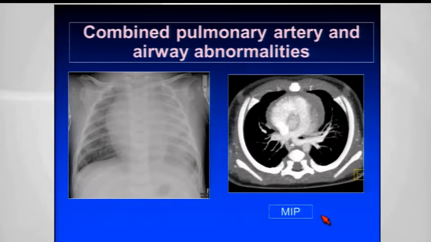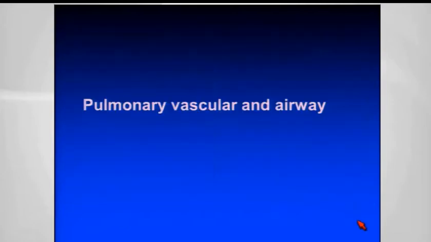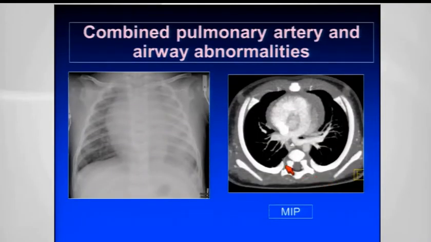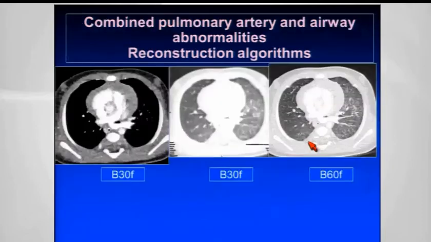So really, one of the great benefits of CT scanning in the chest is the combined artery and airway abnormalities. So when you've got both sets, MRI still isn't really there yet for airway anatomy. This is an example of a child who has a pulmonary sling. You can see the pulmonary artery and you can see the pulmonary sling round the back of the tiny trachea. So really severe tracheal stenosis.